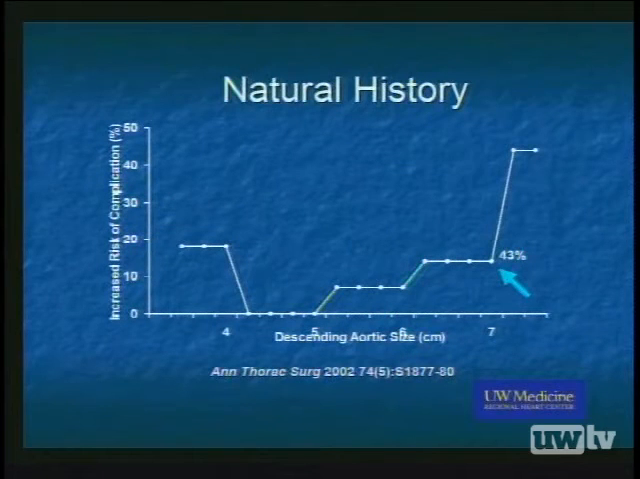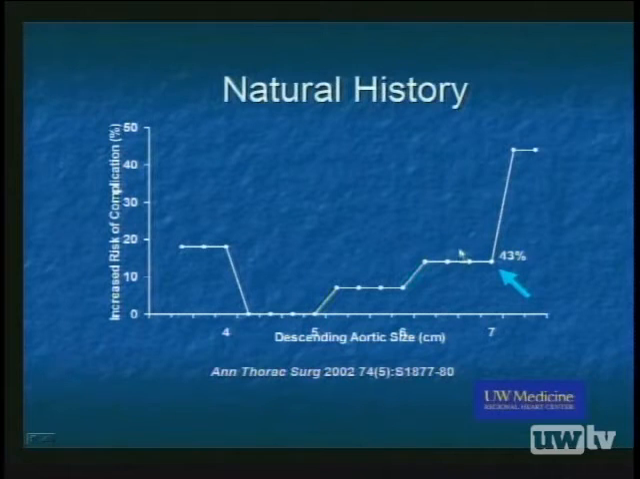Now, as I've alluded to, once these things get to be about 7 centimeters in size, the rupture rate goes up precipitously, and at this point 43% of patients will have already had a major complication. Many times that includes rupture. So you don't want to wait to intervene until patients get to be 7 centimeters, or many of your patients will present ruptured.